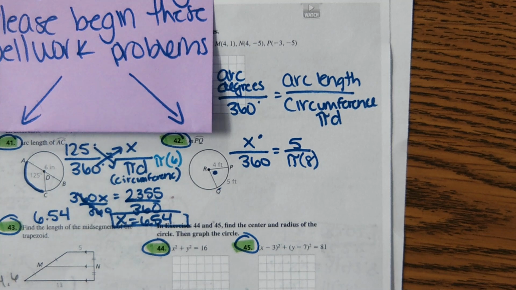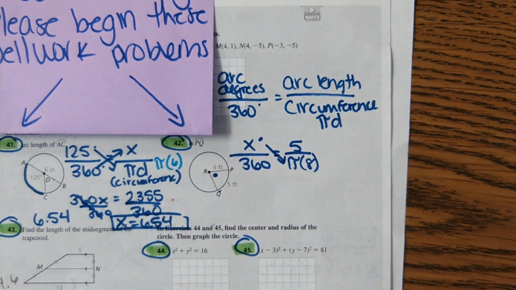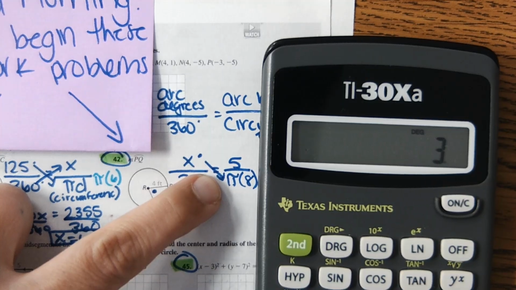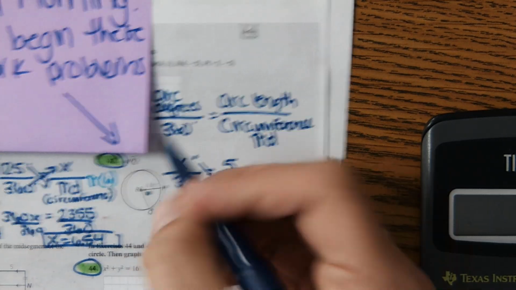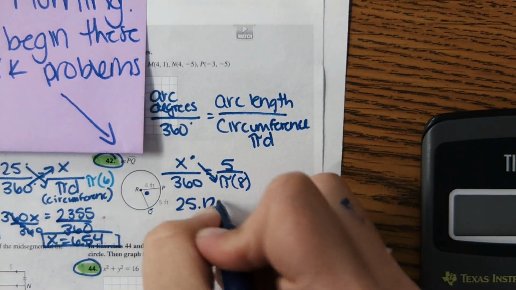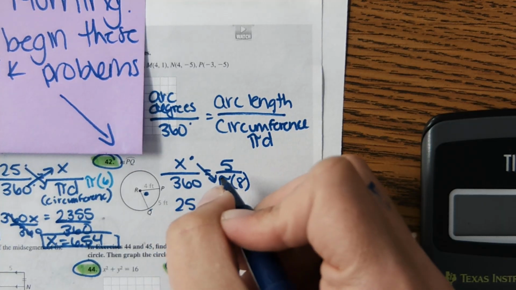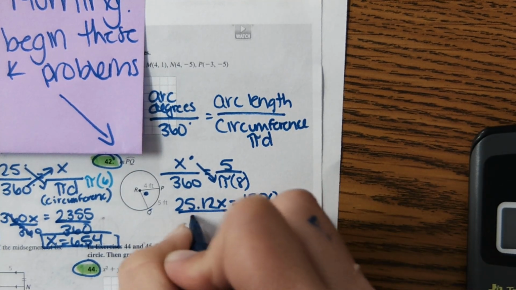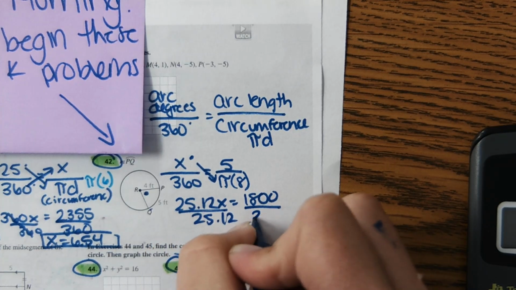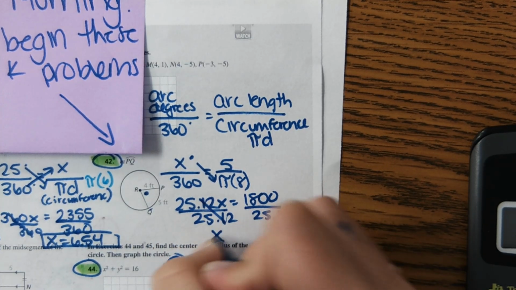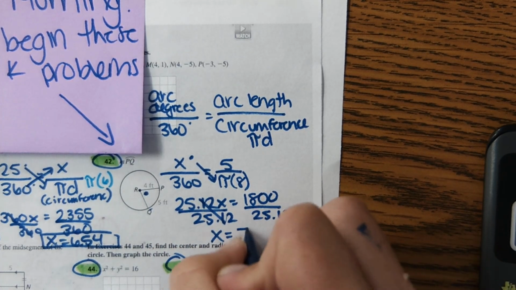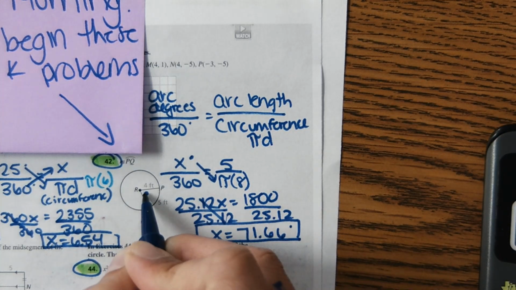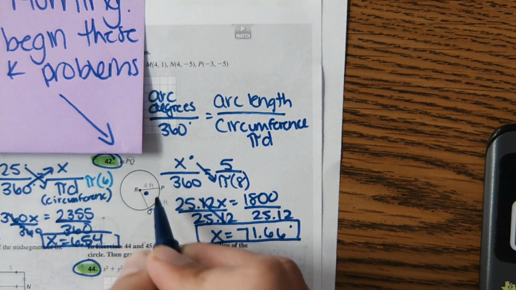And then we can solve it. So x times this, so 8 times 3.14, 25.12, x equals 360 times 5 is 1800. Divide by 25.12 on both sides. And x equals 71.66 degrees. And that represents the degrees of this central angle as well as the degrees of that arc.